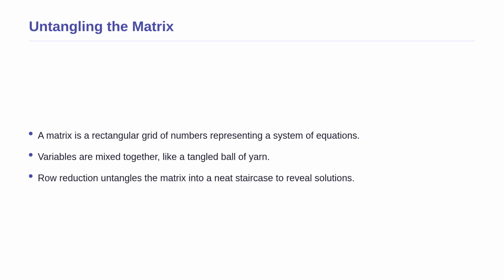Now that we know our goal is to untangle these mathematical knots, let us understand what we are working with. A matrix is simply a rectangular grid of numbers. It represents a system of equations where all the variables are mixed together. Row reduction is our systematic step-by-step untangling process. We use it to clean up the matrix so we can easily see the solutions. By the end of this process, the matrix will look like a neat staircase where each step tells us exactly what one specific variable equals.